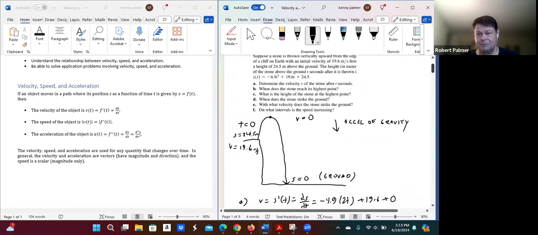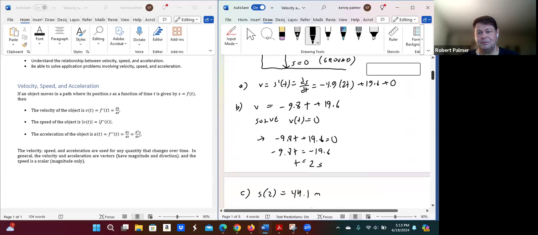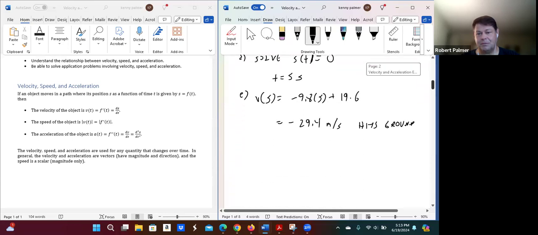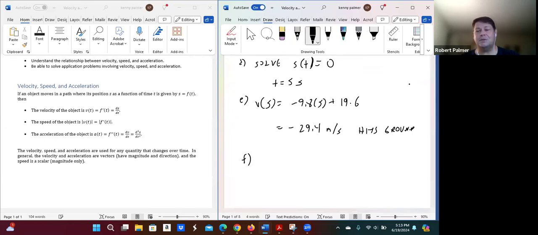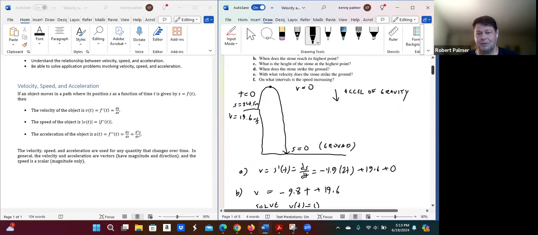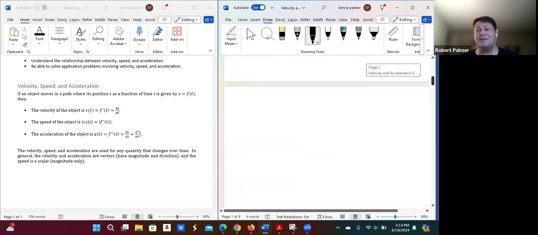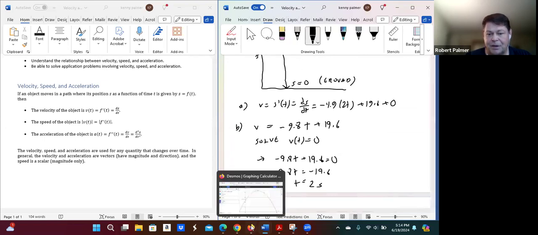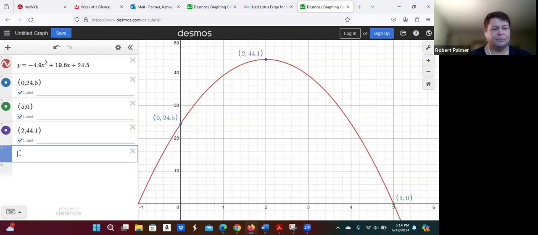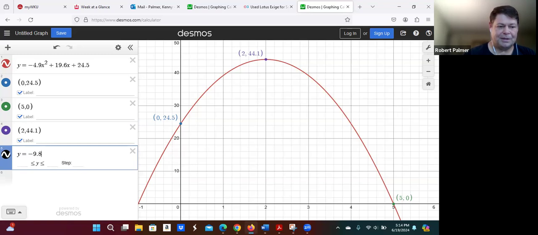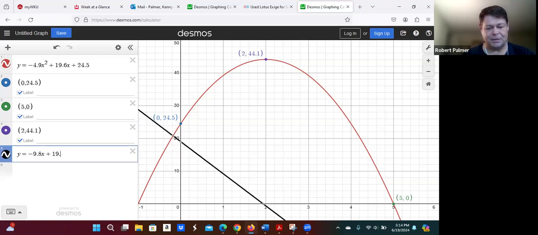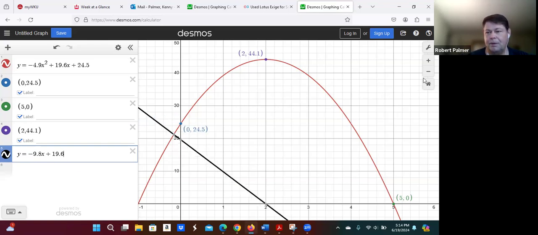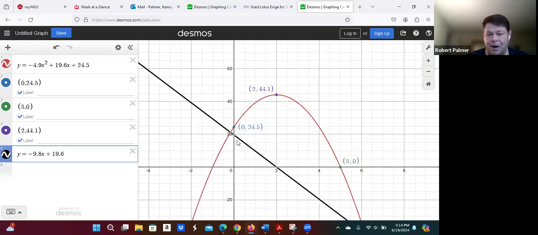And then part F: on what intervals is the speed increasing? Here it kind of depends on what you mean by increasing. Okay, the speed is increasing. Let's take a look at the velocity. Depending on whether you mean going up or down, it is increasing. So let's go back here. Let's graph the velocity as well: y equals negative 9.8x plus 19.6. Let's zoom out a bit so we can see that. This is our graph of our velocity. Notice here's our initial velocity right here.